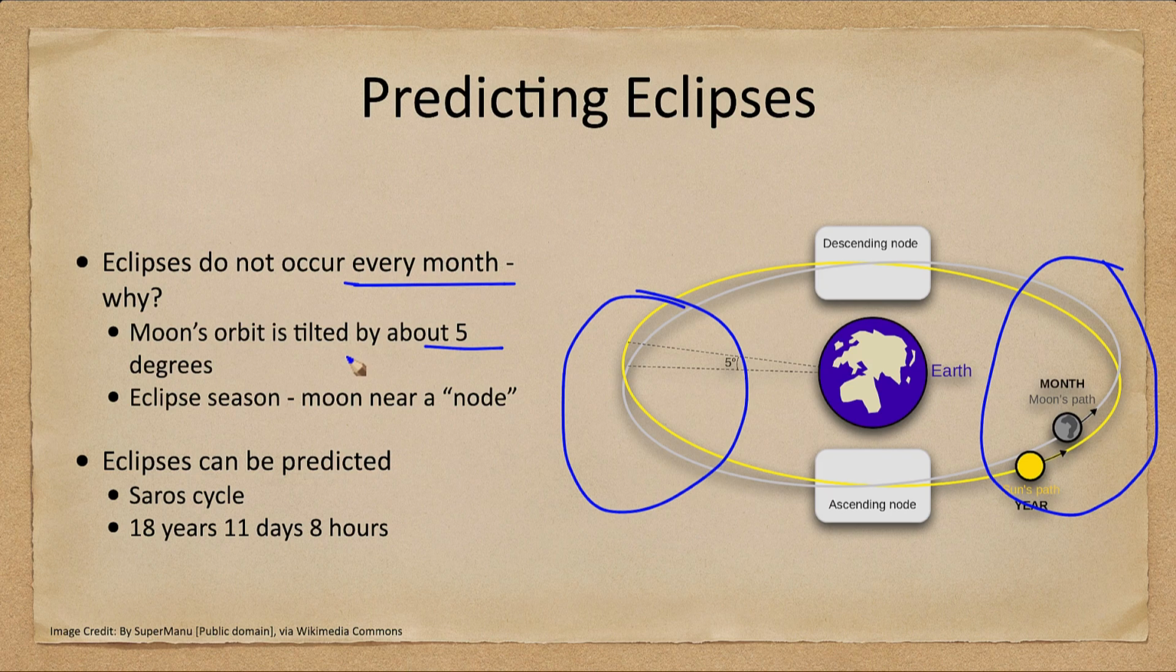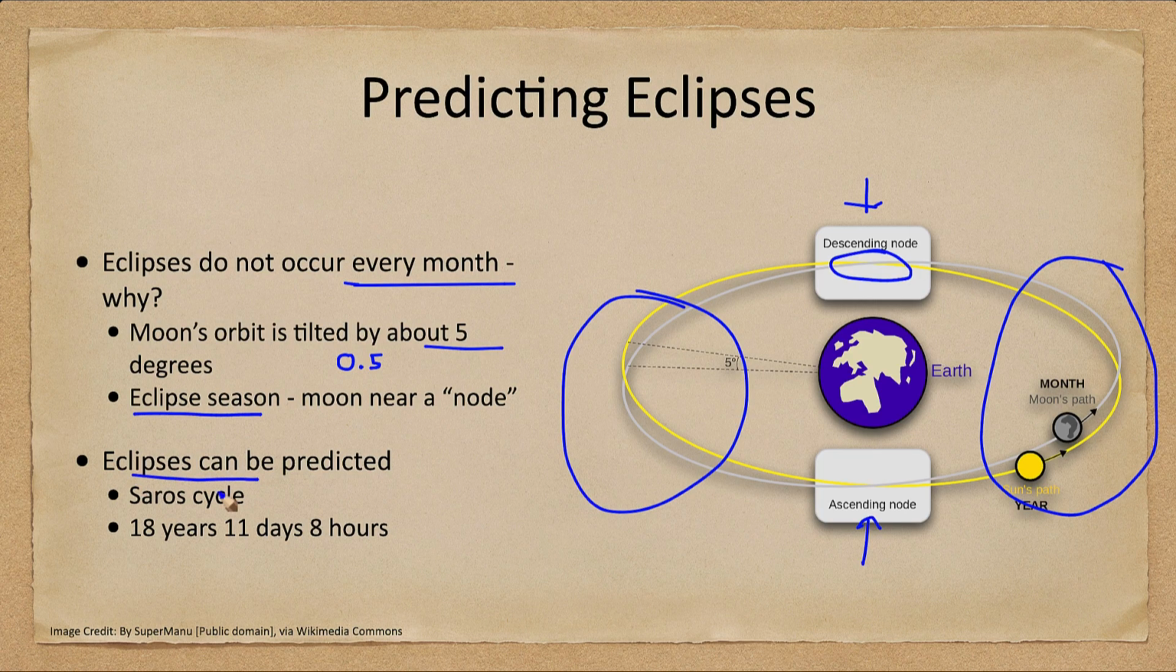Remember that they are only about a half a degree in size. So you can fit very many of them in that 5-degree tilt. It doesn't take much of a tilt to separate the two. There are 2 eclipse seasons each year, which are the nodes. There's an ascending node and a descending node. And when a full moon or a new moon occurs near a node, then you will get an eclipse. Then the sun and moon are close enough together. So if you're not near the node, you're not going to get an eclipse.